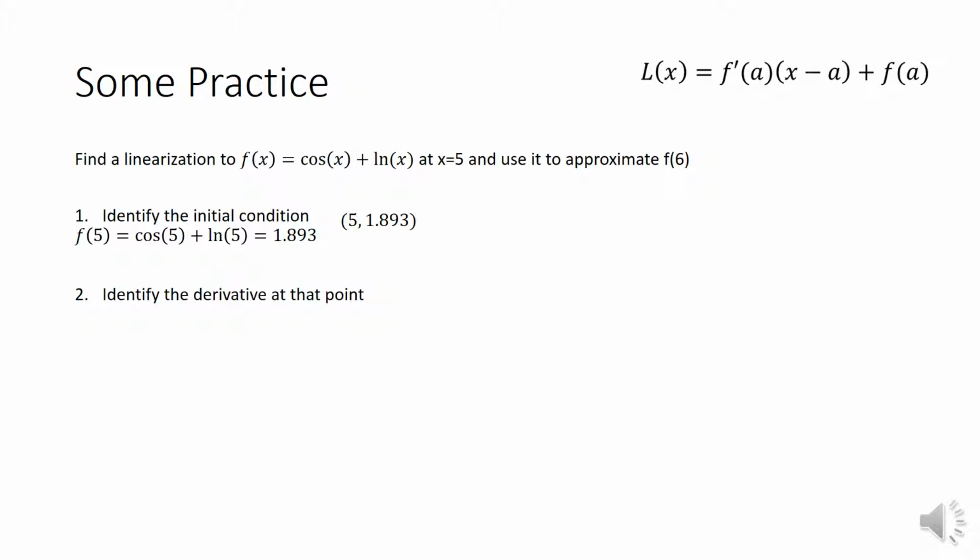So the next step is to identify the derivative at that point. In this case, we're given the function, so the first thing you need to do is take the derivative of the function. And you get 1 over x minus sine of x. And then you just plug in the point again, and you get the derivative at that point being 1.159.